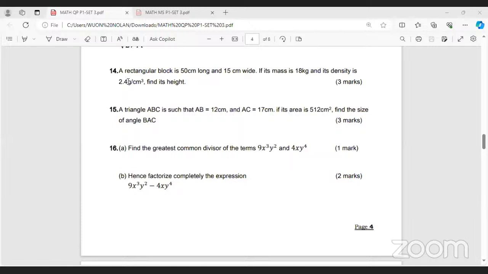So that density, 2.4, you equate to, you have to convert the 18 kilograms to grams. Then now 2.4 is equals to that grams over the volume, which is 50 by 15 by the height which we are looking for. You evaluate that, you divide accordingly and find the height to be remaining as 10 centimeters. I hope the guy who was having an issue is directed accordingly. Alvin. Yes, yes. Very well.